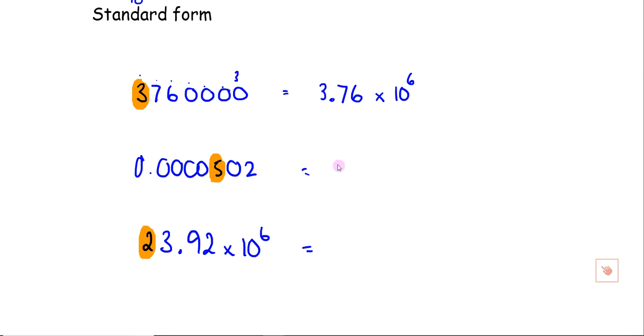Aidan? The second one is 5.02 times 10 to the negative 5. Negative 5. Yeah? And this one? Remember I said this is the one that confuses people? Jasmine? 2.392.